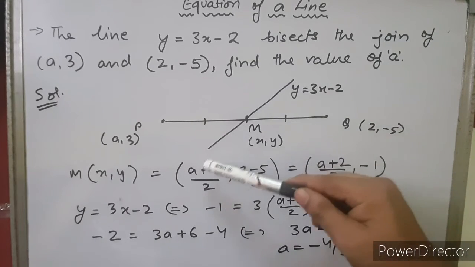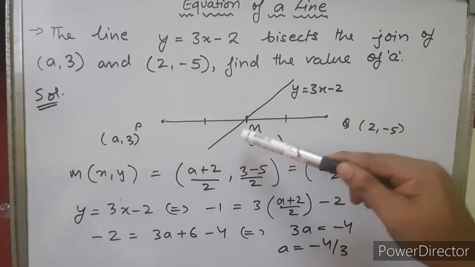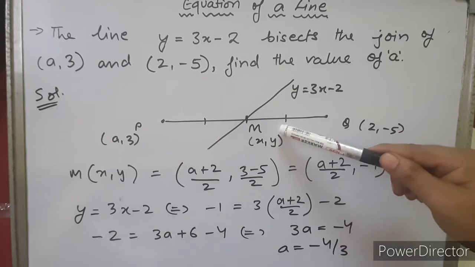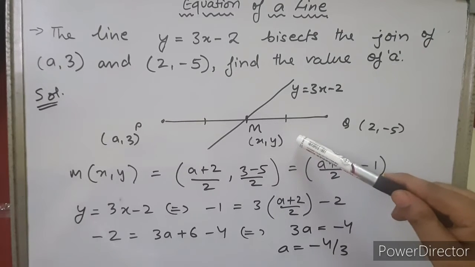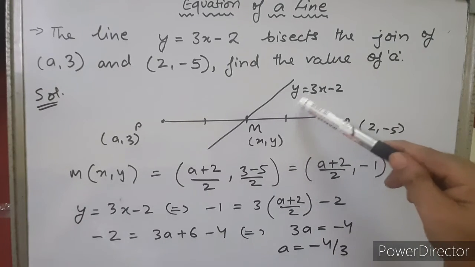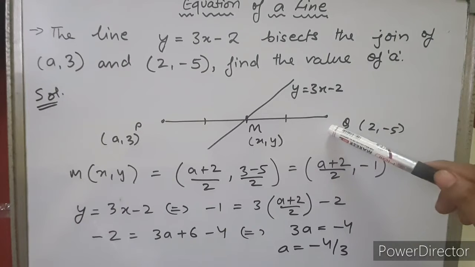That means this line is passing through the midpoint of PQ. So suppose M is the midpoint of line PQ. That means this point M is lying on the line y equals 3x minus 2 and the line PQ as well.